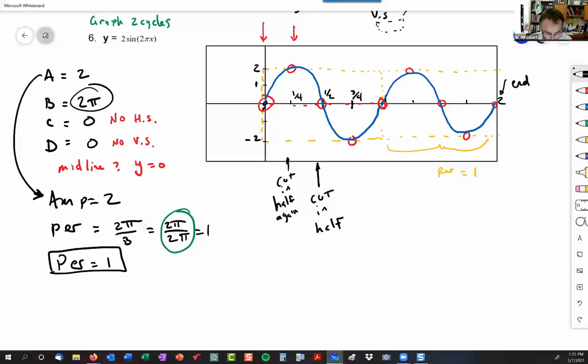All right, so there are some examples of graphing trig functions. We went both ways, from an equation to a graph and from a graph to an equation.